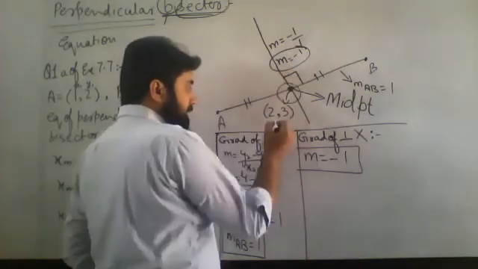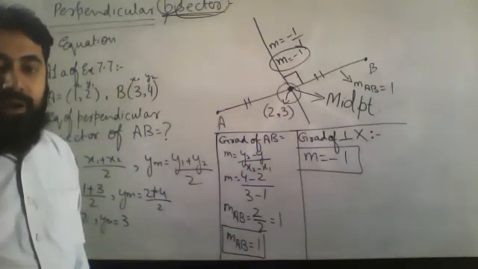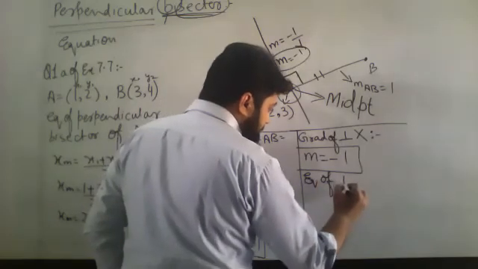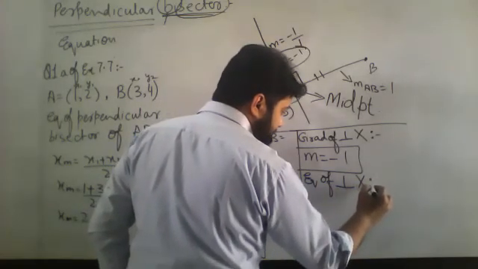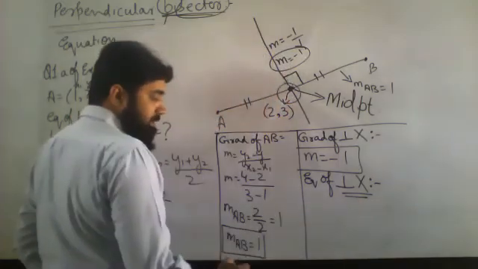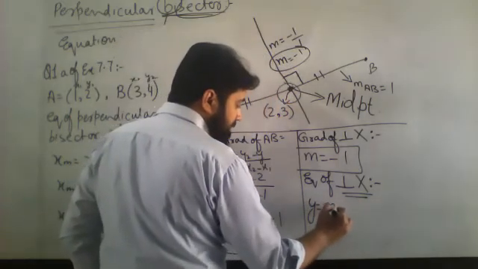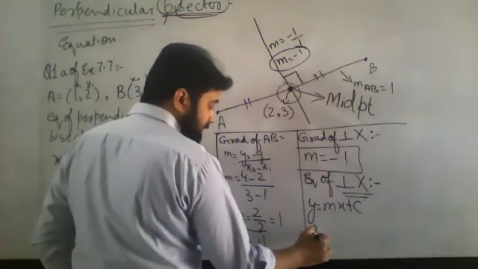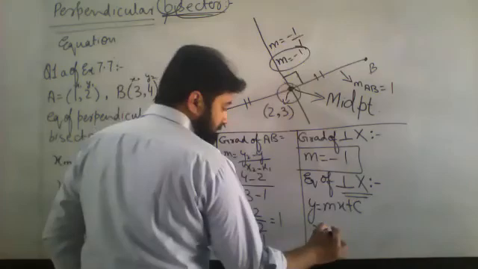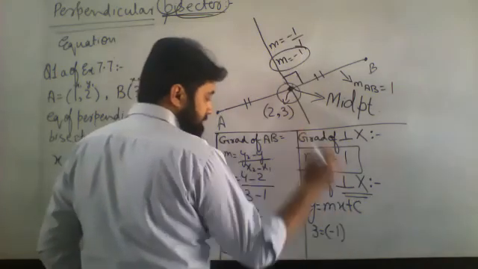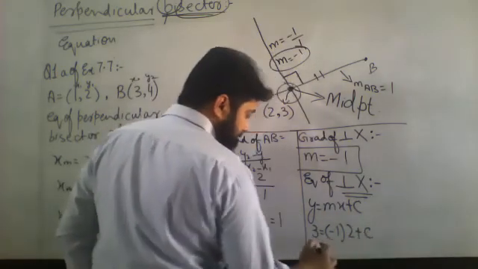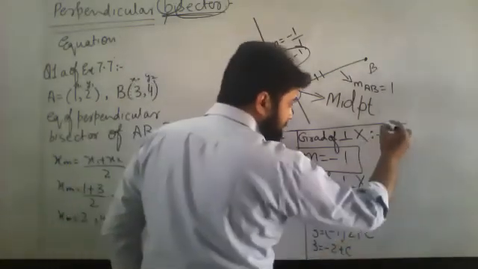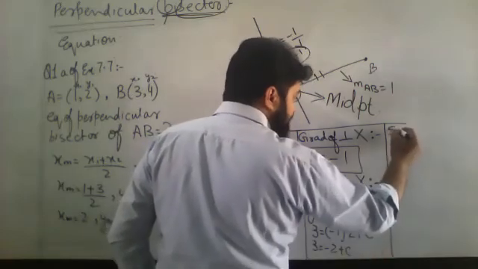So on this line I have got gradient minus 1, and I have got the midpoint 2 and 3. Now I can find the equation of the perpendicular bisector. Symbolically, y equals mx plus c. What is y? 3 equals, what is m? Minus 1. What is x? 2, plus c. 3 equals minus 2 plus c. Shifting minus 2 over here, that will become 5 equals c.